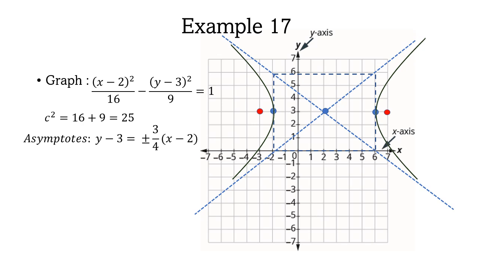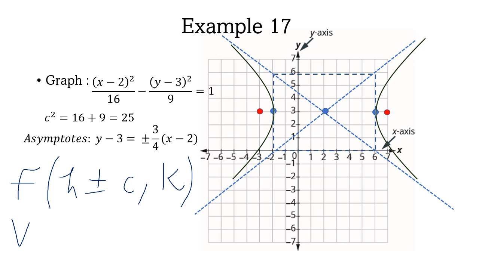Now, for the foci, we have h plus or minus c, k, and for the vertices, we have h plus or minus a, comma k. Now we can locate the foci and the vertices from the graph, but we also have a formula for that.